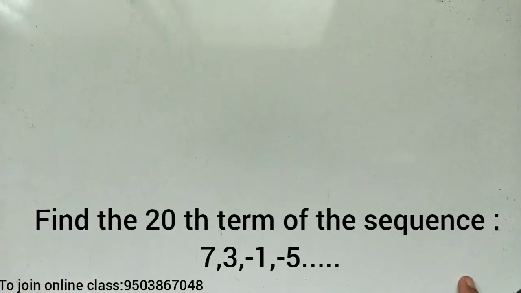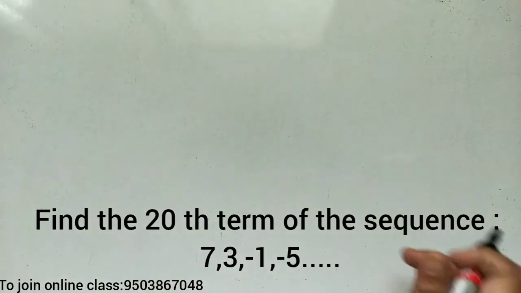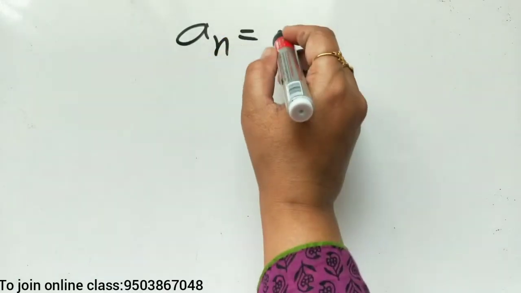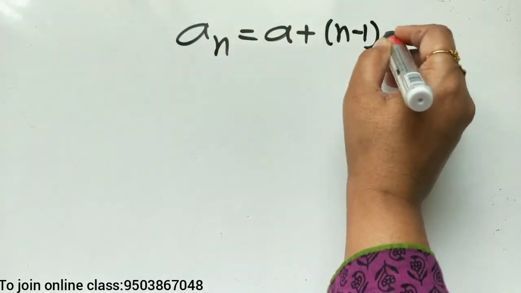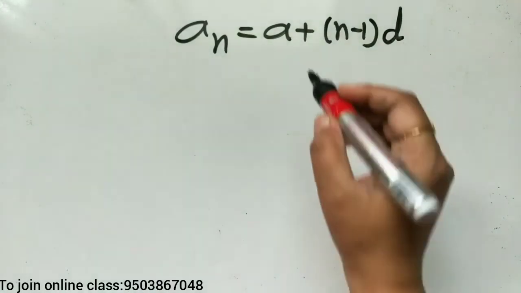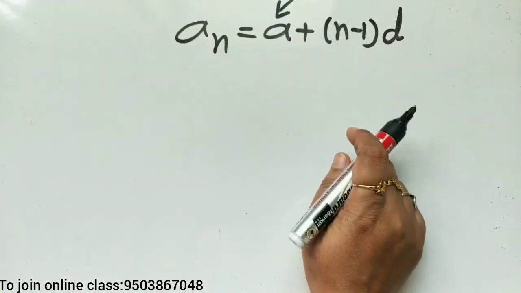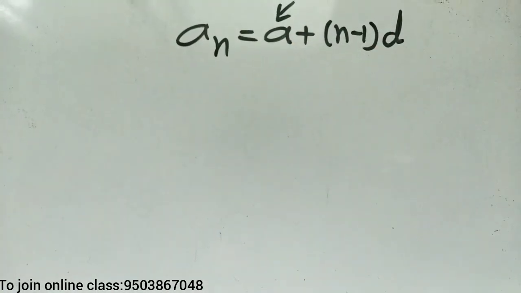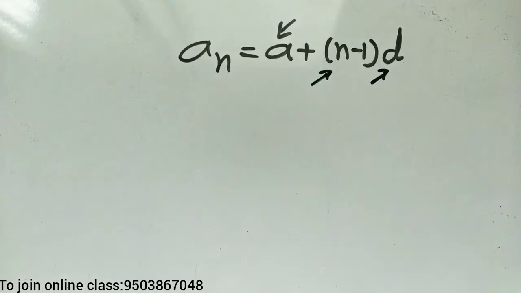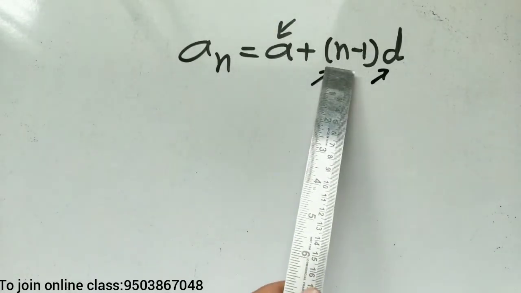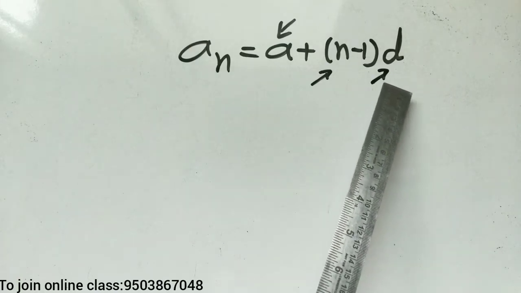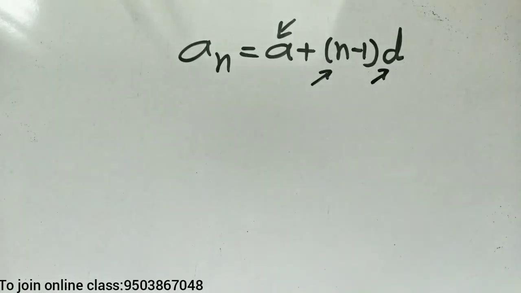Students, here I want to discuss a general formula to find the nth term AN. AN stands for the nth term. AN is equal to A plus (n minus 1) D. Now what is this A? A is the first term. N stands for the number of terms. D is the common difference. I will repeat again: A is the first term, N is the number of terms, and D is the common difference. Now let's discuss the question based on this formula.